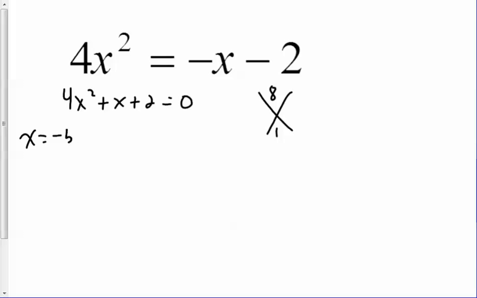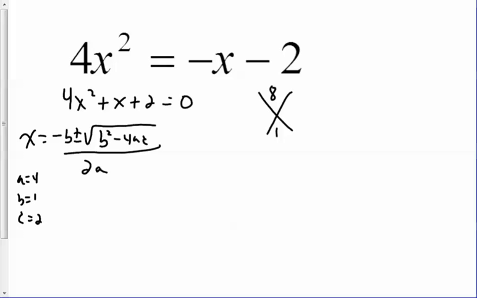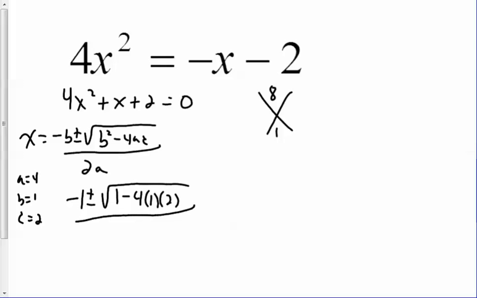quadratic formula. Negative b plus or minus the square root of b squared minus 4ac all over 2a. Okay, a is 4, b is 1, and c is 2. So plug this in. Negative 1 plus or minus the square root of 1 squared minus 4ac all over 2a, so all over 8.